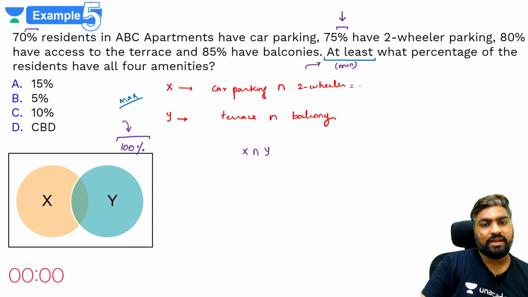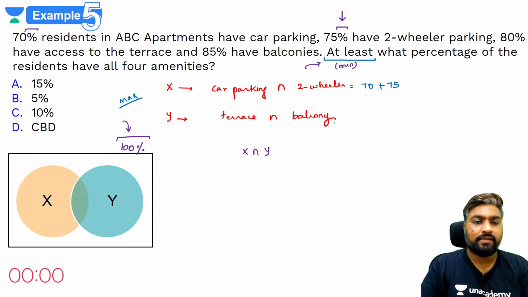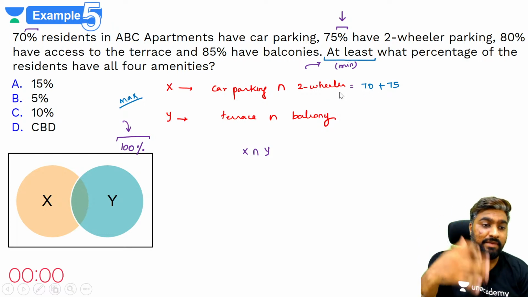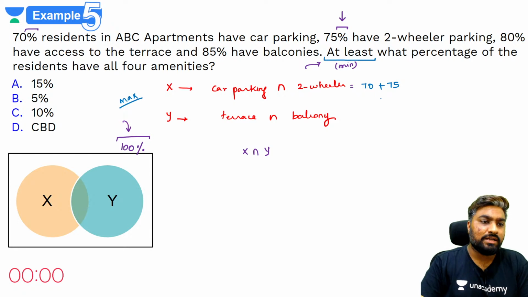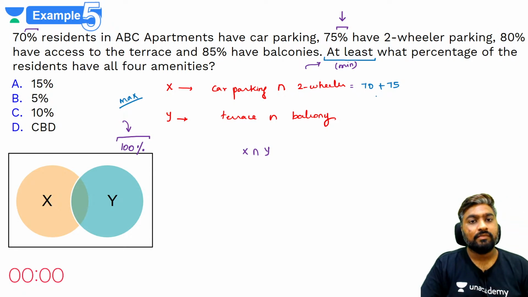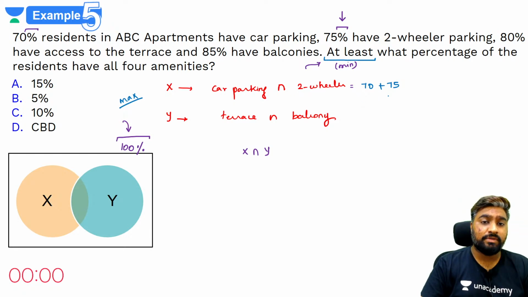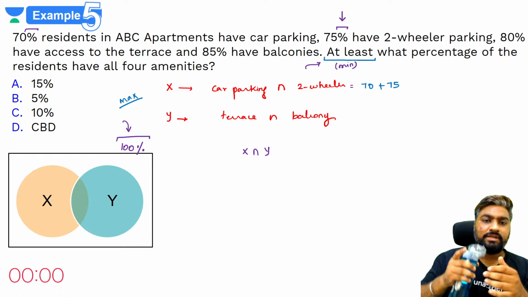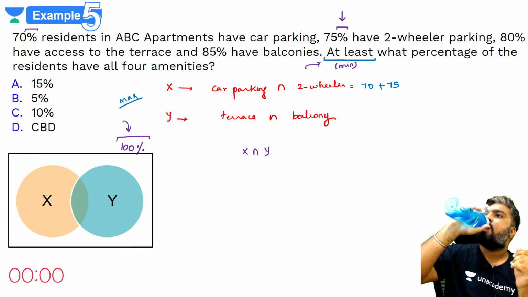So what do we have? We have 75 people with two-wheeler. Yes, 70 with four-wheeler. Four-wheeler, two-wheeler. Yes. Out of this, if I want to keep the intersection as minimum, what will happen in that case? If I want the intersection to be minimum, how much can it be? 0. Is it possible, guys? Intersection can be 0.